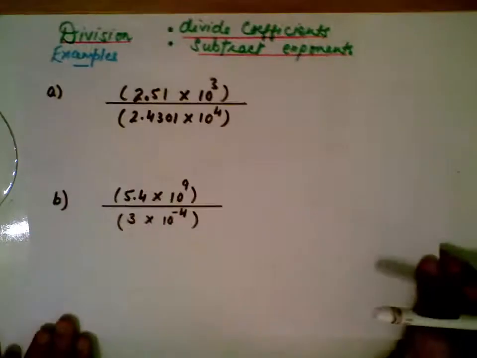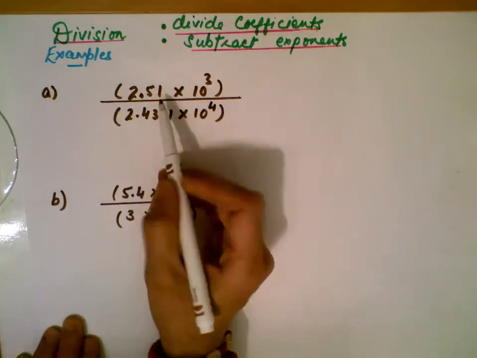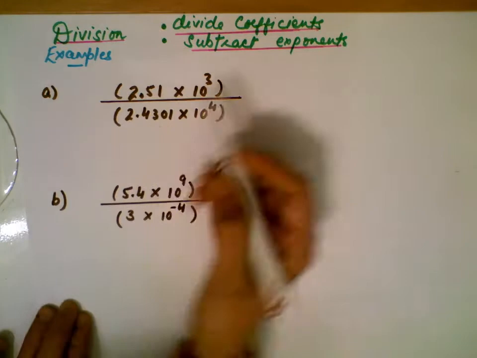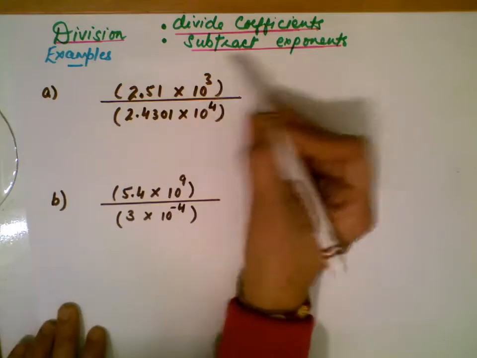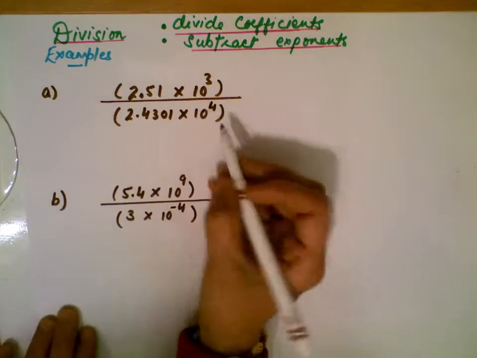Now let's work on division. When you divide the coefficients, you're going to divide both of them. This is your numerator and this is your denominator. Put them in the calculator, and these are your exponents. You subtract the exponents. This is the opposite of what you did in multiplication.